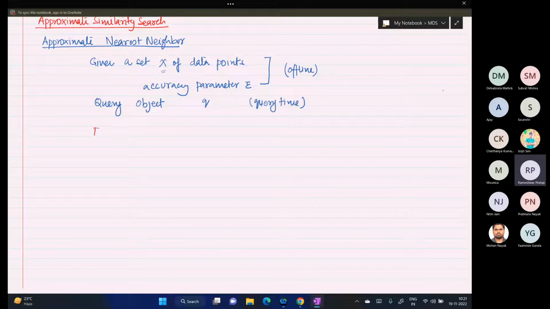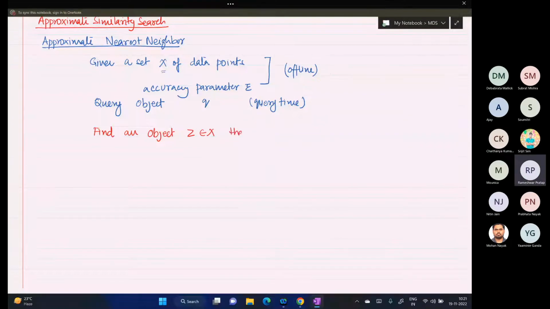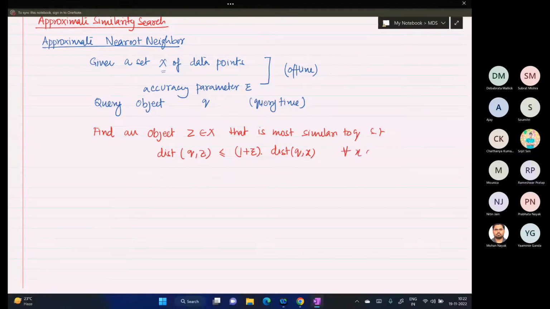So what we need is to find an object Z from X that is most similar to Q, such that the distance of Q to Z is at most 1 plus epsilon times the distance of Q to x, for all points x in X. Here distance could be whichever similarity or distance measure we are considering: Euclidean distance, dot product, cosine similarity, and so on.